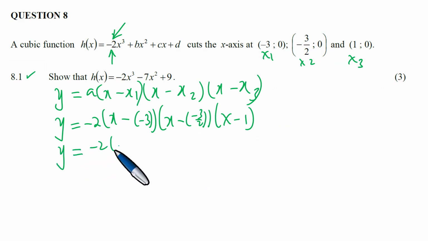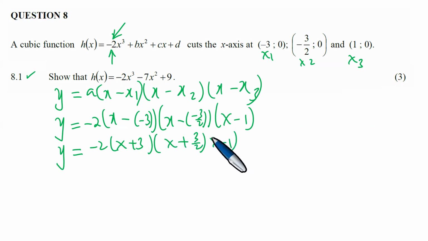Okay, so we have -2 times (x plus 3), times (x plus 3/2), times (x minus 1). Okay, what is all this? We continue to expand, explore, and calculate. We continue to expand, explore, and compute. Right, so this is y that equals the following.